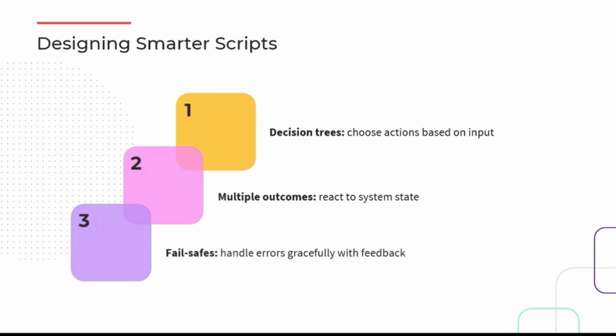Finally, you include fail-safes, so if something goes wrong, the script doesn't crash. Instead, it recovers gracefully or provides valuable feedback to the user. This kind of logic helps make your script more intelligent and adaptable, especially in production environments. So, flow control becomes more refined.